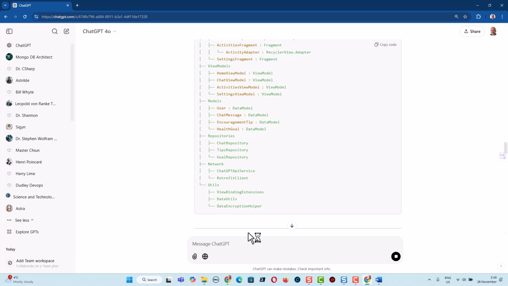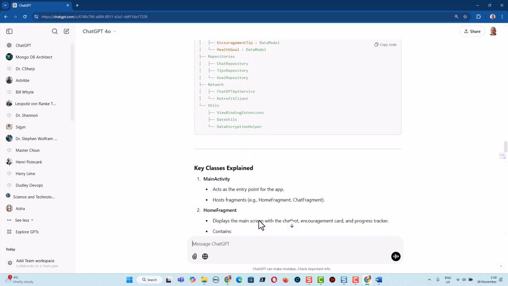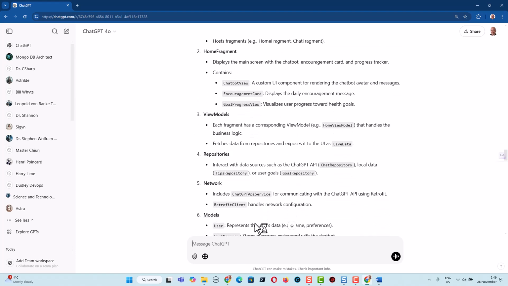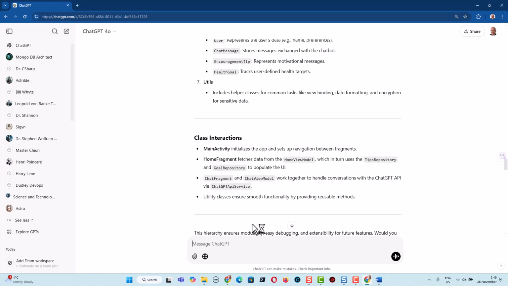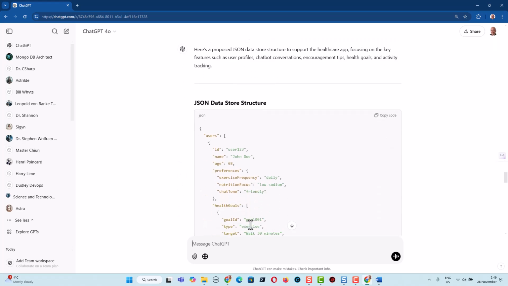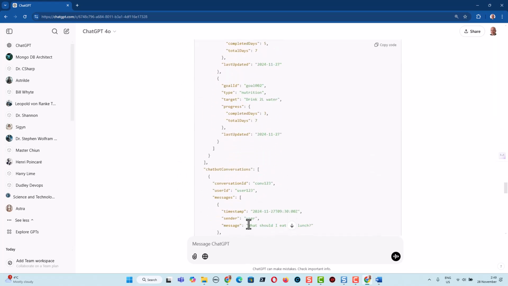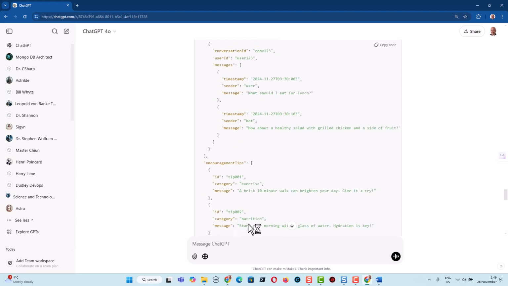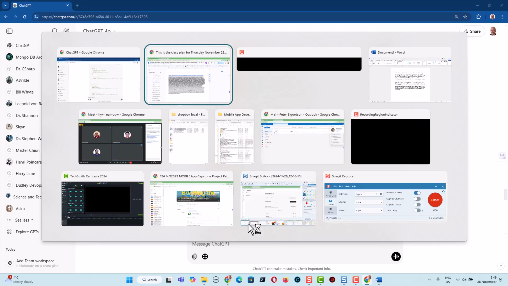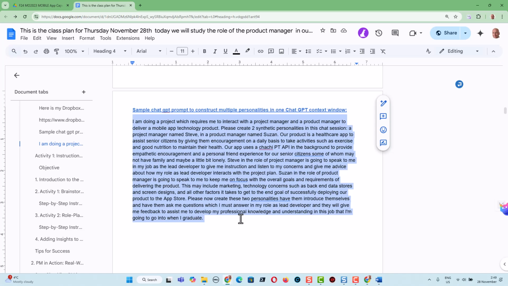Once you know how to prompt it, then definitely you can use it for coding. You can make yourself 10 times more productive in terms of time. However, you do need to know what to ask for. So there, for example, is a JSON data store which would support your app. Anyway, we probably spent enough time on this. You get it. So I'm going to go and let you work now.